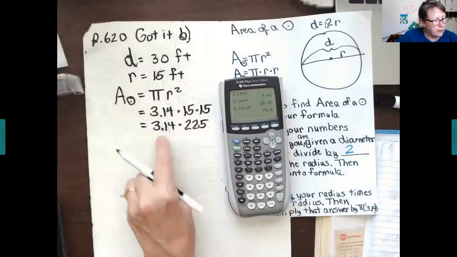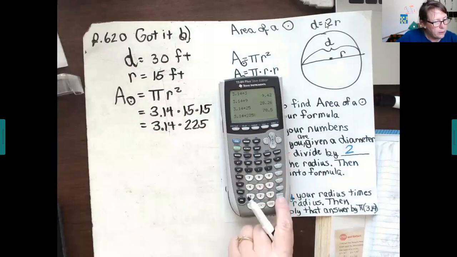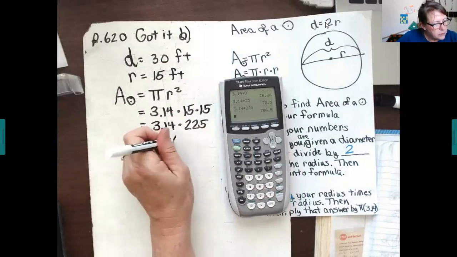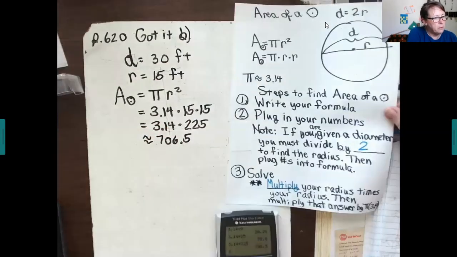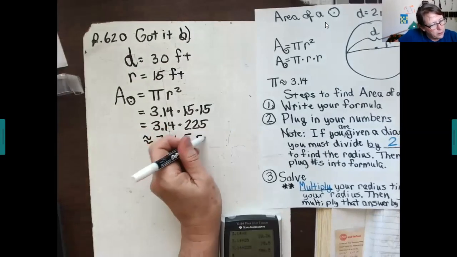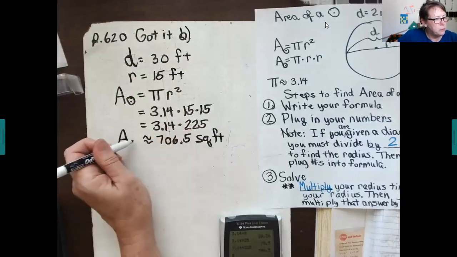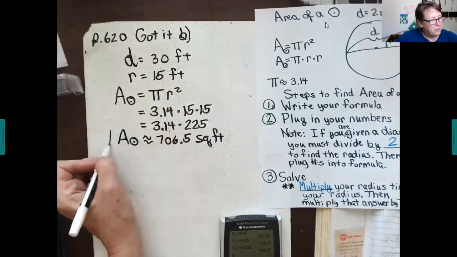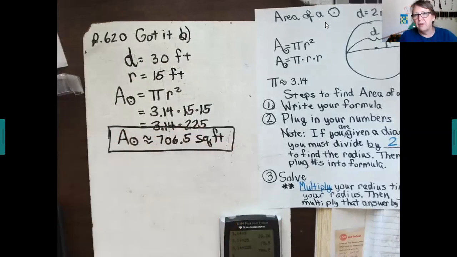Then you go to the calculator and say 3.14 times 225 is about 706.5. Your label has to be squared, and we're talking about feet. Square feet. Well, if it's taking up that much room, that must be something bigger than a tabletop, right? Maybe a circular pool in the backyard, or something even bigger.